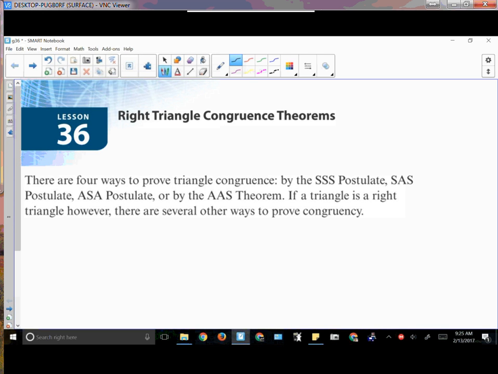We're going to take a look at right triangle congruence theorems. Now, there's a few of these that work off of the other ones that we've had, you know, side, side, side, side, angle, or angle, angle, side. So we're going to take a look at which triangle postulates go with which ones.